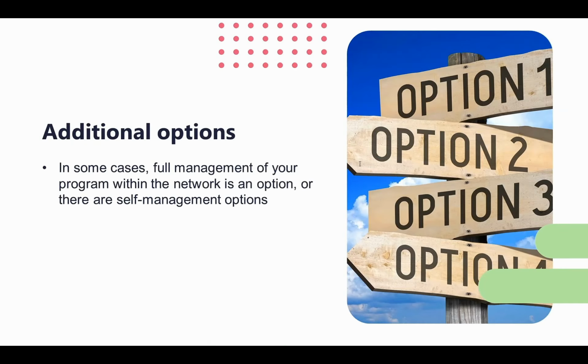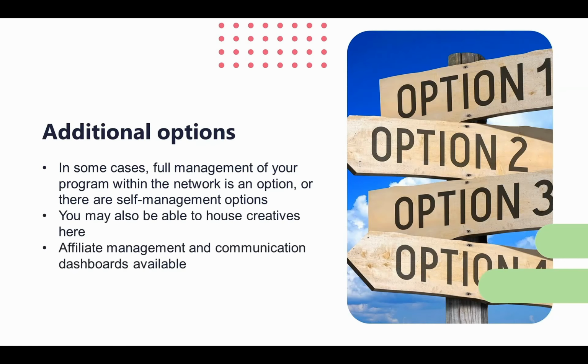You may also be able to house creatives here. So if part of your objective or part of your program is to have that relationship with those affiliates and make sure that your branding is consistent, then you have the option to put the creatives there. They're there for easy access. You could link to them. Again, though, it's not available for all networks. And then affiliate management and communication dashboards might be available. So within the network, you can email people, for example, via that network. You don't have to do it via something else.